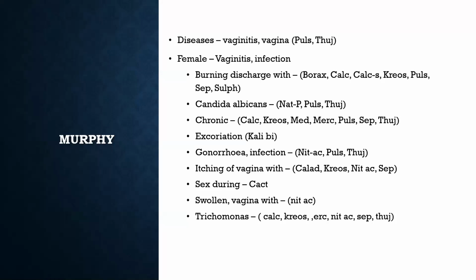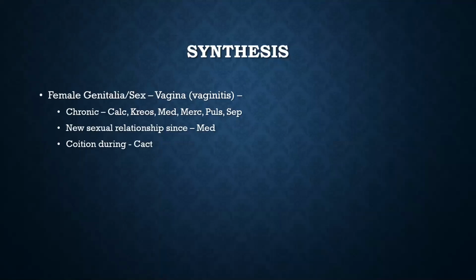So vaginitis, burning discharge with, we have from Candida albicans, we have chronic, we have excoriation, we have gonorrhea infection, itching of vagina with, sex during, swollen vagina with, and trichomonas. And we can see the different remedies which are given in Murphy's repertory with it. In synthesis repertory, there is only one different rubric, that is new sexual relationship sins. This is a little different from the other repertories. Apart from that, everything is the one and the same.